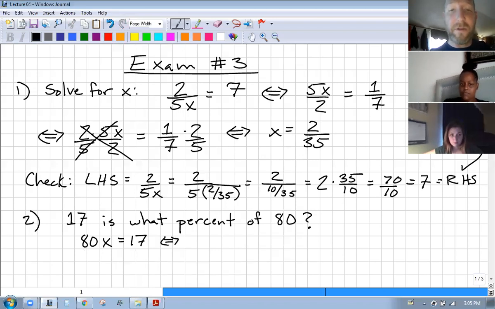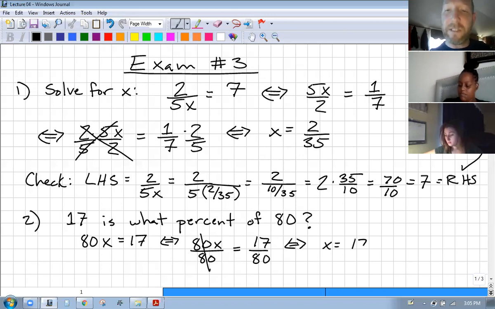And now to solve it, we're simply going to divide both sides by 80. So X is 17 over 80. And if I can find my phone.